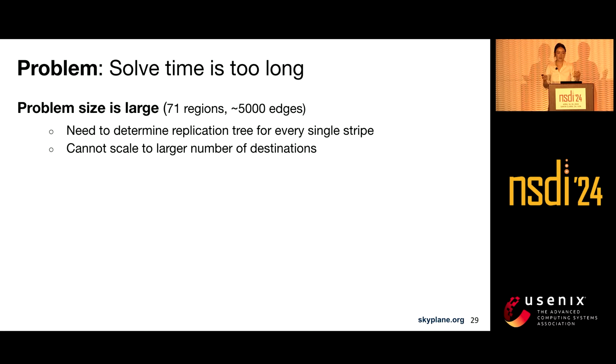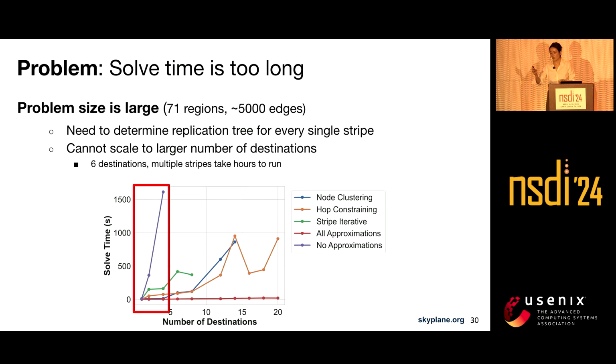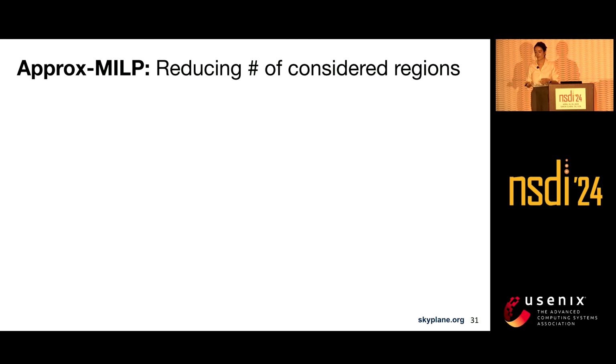And so as a result of this, it's actually quite hard to scale this MILP even to larger numbers of destinations. Even with 6 destinations, the original MILP that we formulated took many hours to run. I'll go into this plot later on, but in the red box, the original with no approximations, the runtime of the MILP basically becomes untenable very, very quickly, even with a small number of destinations.